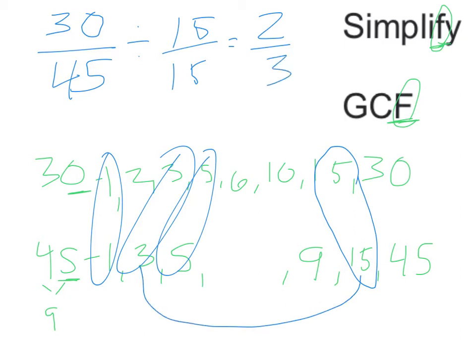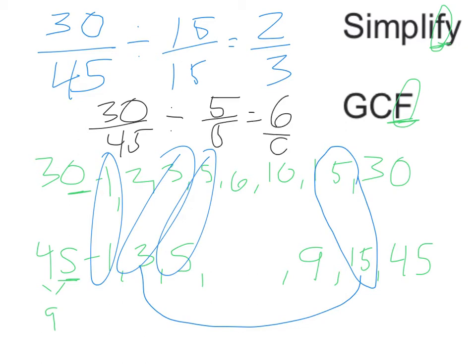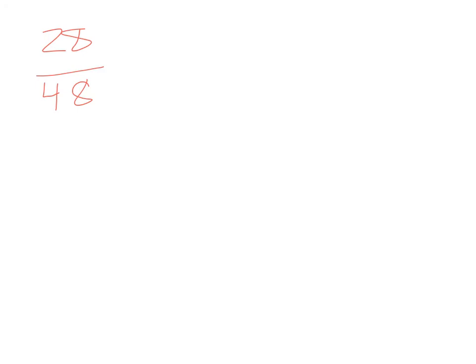Another way, when I was doing the video initially, I had 30 over 45, and I realized they had a 5 in common, so I divided by 5, which would give me 6/9, and then I know a 3 can go into both of those, which would then give me 2/3. So two different ways to get there. Using 15 gives me the most reduced right off the bat. So now it's your turn. I've given you 28 over 48. I want you to simplify that down for me, and try it now.